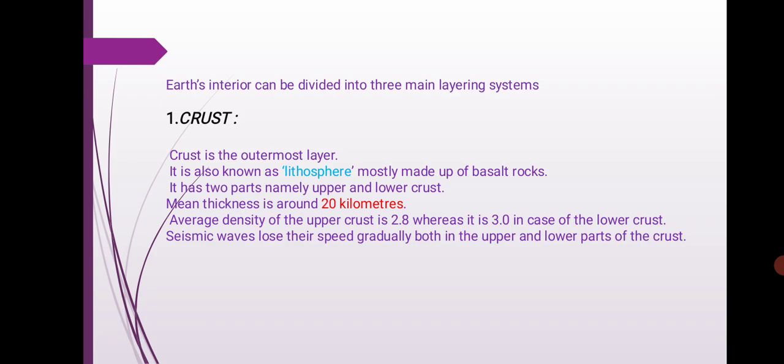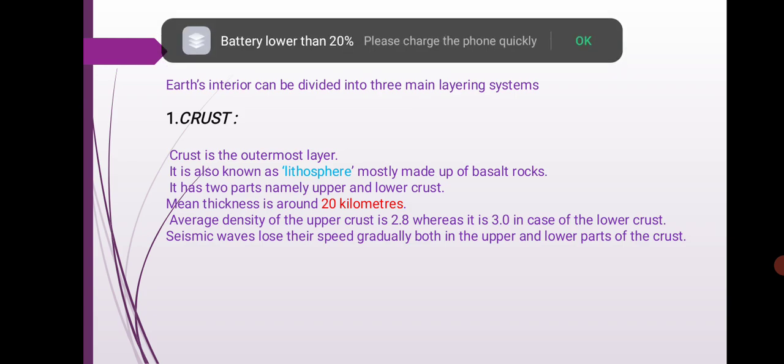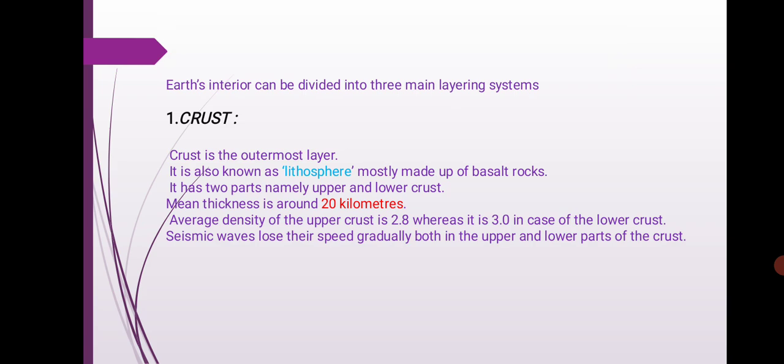The crust is the outermost layer. It is also known as the lithosphere, mostly made up of basalt rock. It has two parts, namely the upper and the lower crust. The mean thickness is around 20 kilometers. The average density of the upper crust is 2.8, whereas it is 3.0 in the case of the lower crust. Seismic waves lose their speed gradually in both the upper and lower parts of the crust.